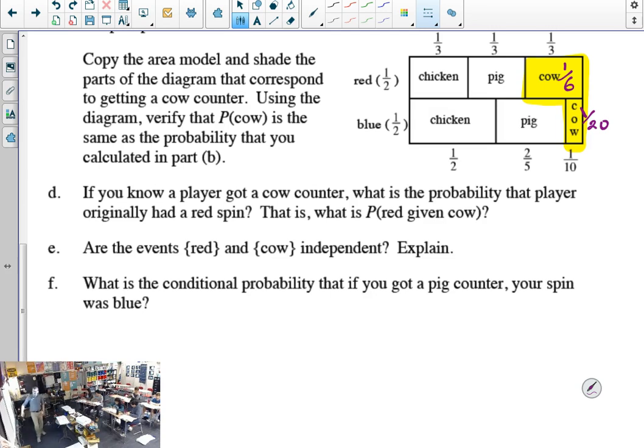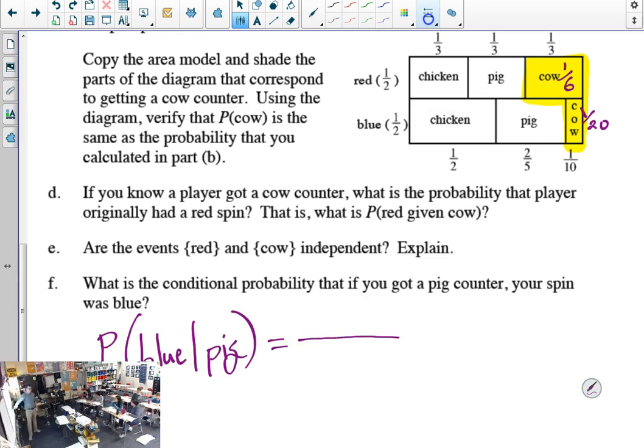Conditional probability of blue given pig, right? Blue given pig. What is our probability of blue pig? That's going to be 2/10, right? 2/5 times a half. 2/10. What's our probability of red pig?